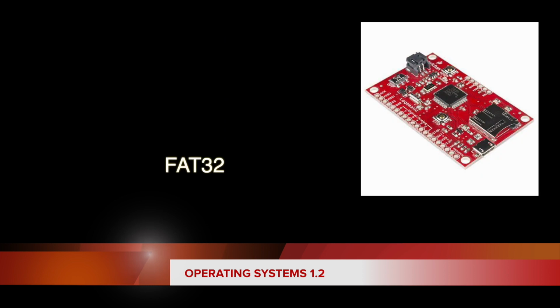FAT32 is a file system used for storage devices, and file systems are a way of organizing storage on devices such as hard disk drives, SSDs, memory sticks, micro SD cards, and so on.